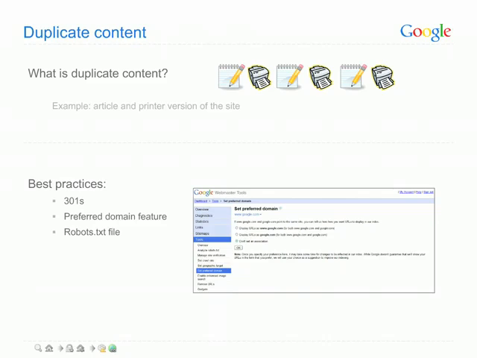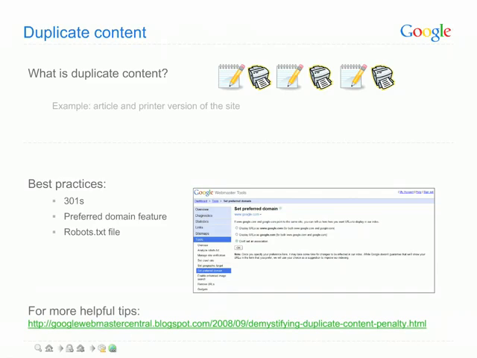And lastly, if you find someone copying your site and you want it removed from Google's search results, you can file a Digital Millennium Copyright Act notice, otherwise known as a DMCA takedown request. For additional tips, check out the Webmaster Central blog post referenced here.